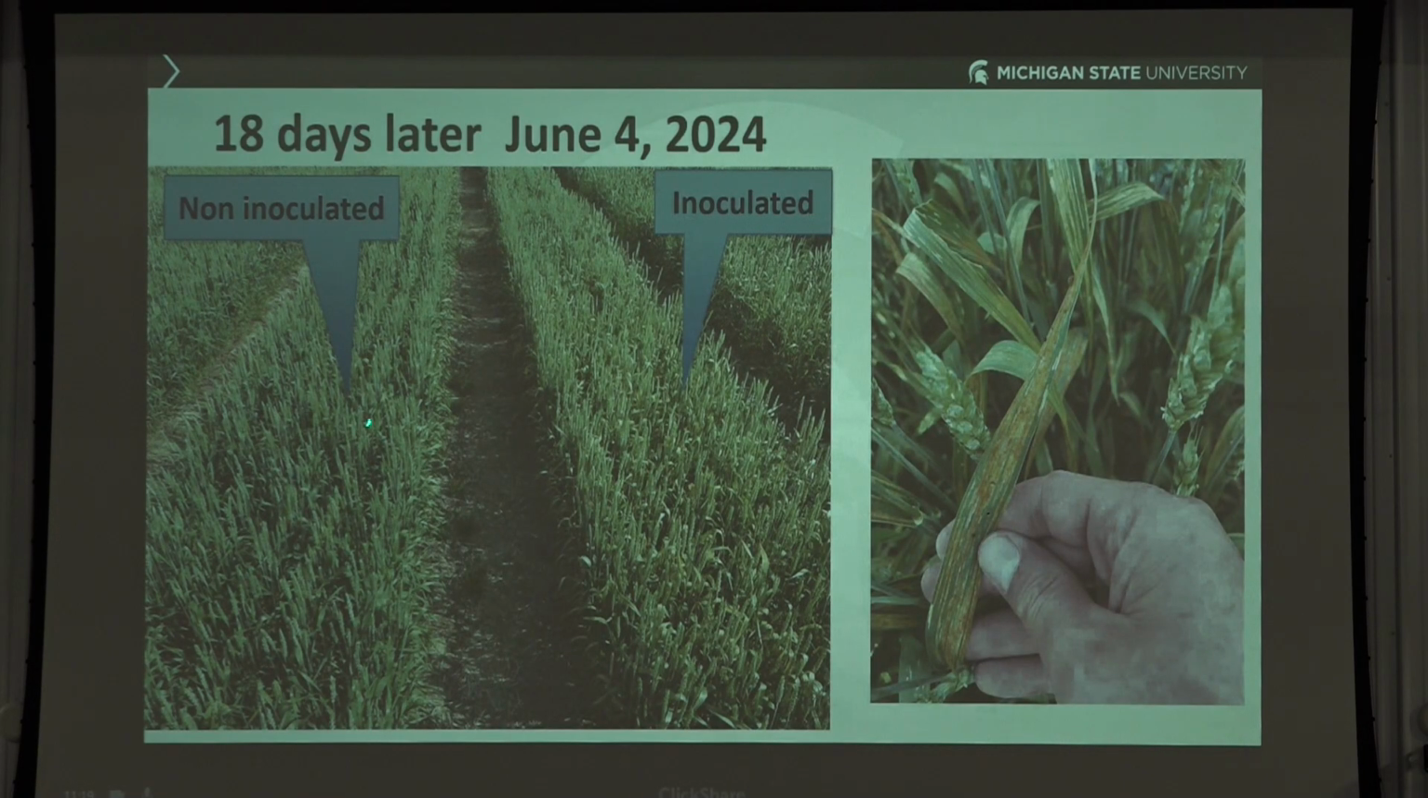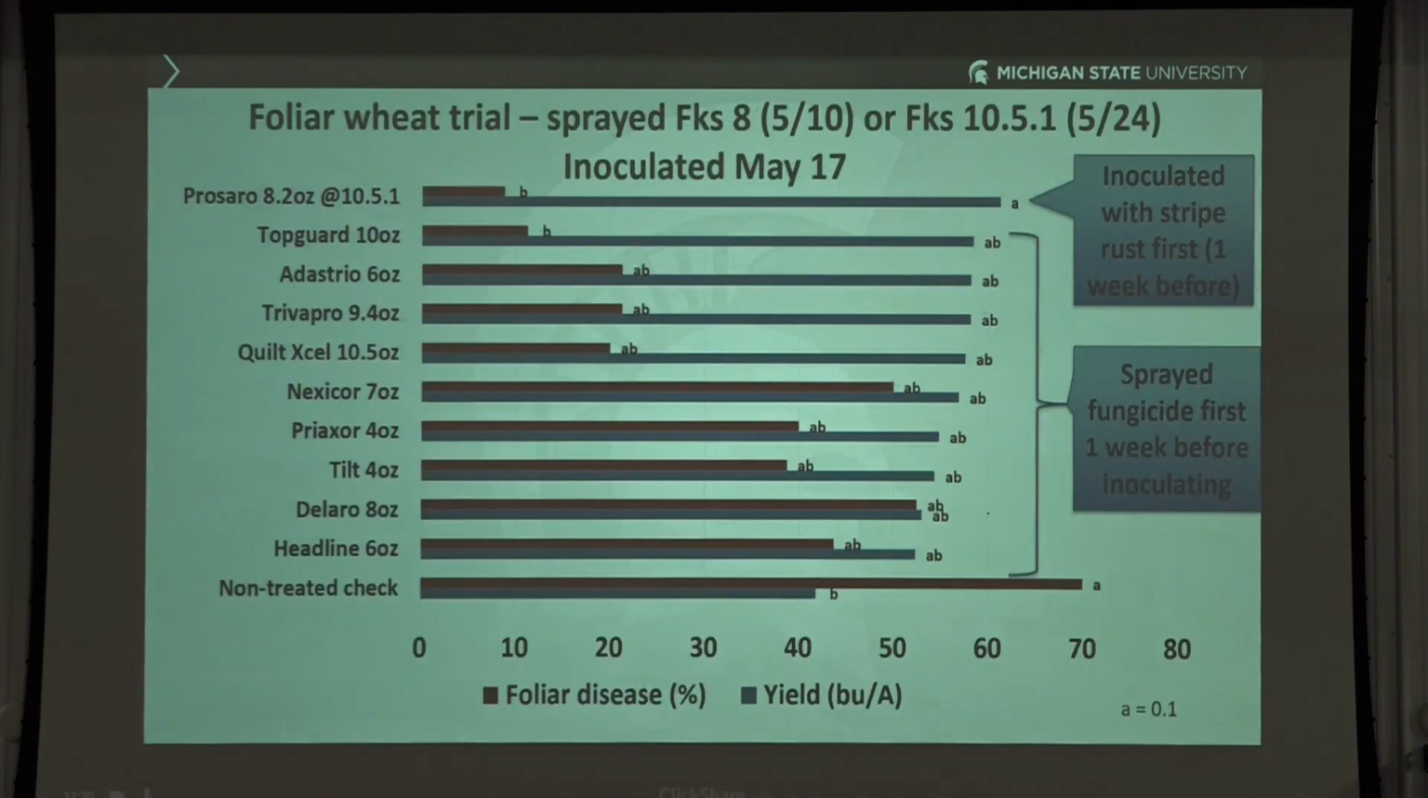So here's what happened. Here's a non-inoculated plot, so I did not put any of the spores here, and here's a plot that I had inoculated 18 days earlier. And you can probably tell that this is quite yellow compared to this plot that's much healthier. So we had some pretty incredible stripe rust take from that inoculation procedure. That was really helpful because it lets us look at different fungicide products.